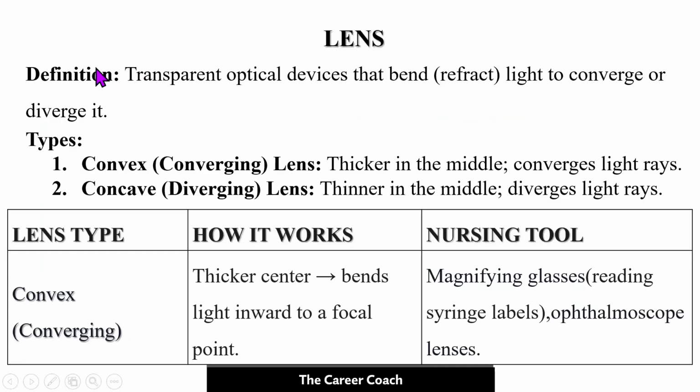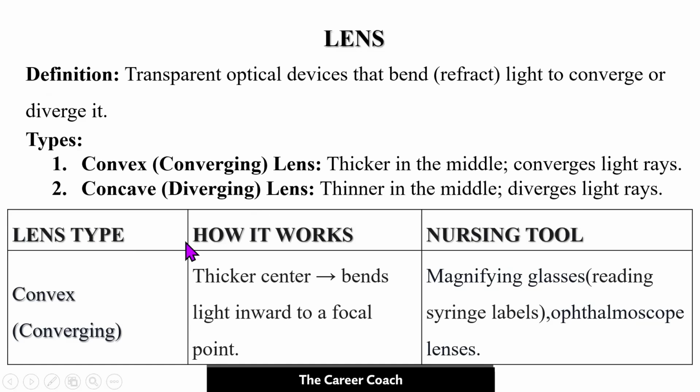Lens definition. Lenses are transparent optical devices that bend, or refract, light to converge or diverge it. Types of lens: we have the convex lens, also called a converging lens, while the concave lens is called a diverging lens. Converging lenses are thicker in the middle and converge light rays. Diverging lenses are thinner in the middle and diverge light rays.